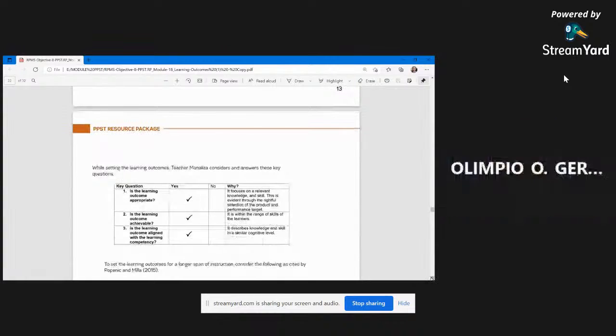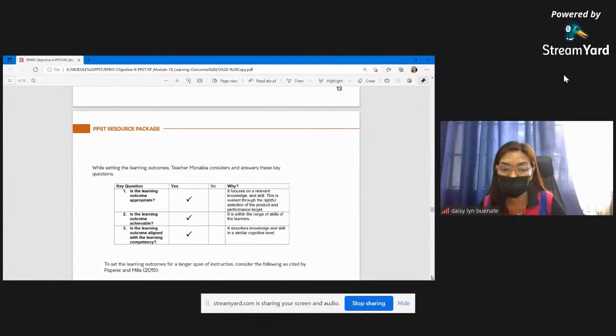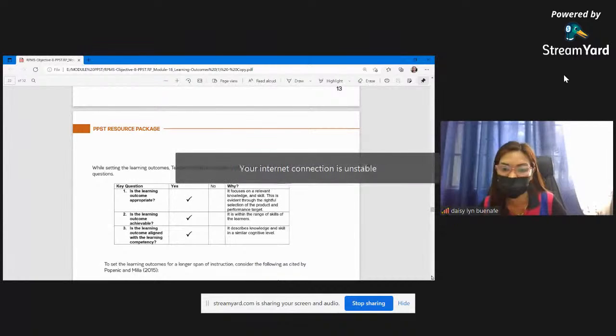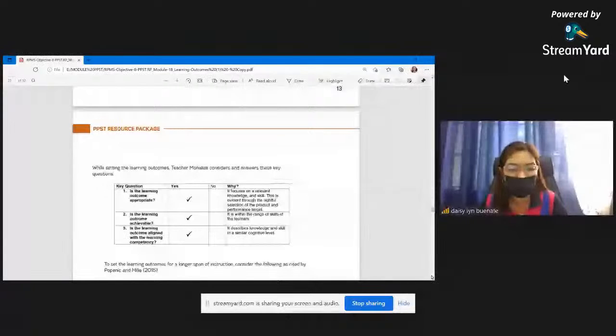Number 2, is the learning outcome achievable? Yes. Why? Because it is within the level of the learners from Grade 5. Number 3, is the learning outcome aligned with the learning competency? Yes. It describes knowledge and skill in a similar cognitive level.